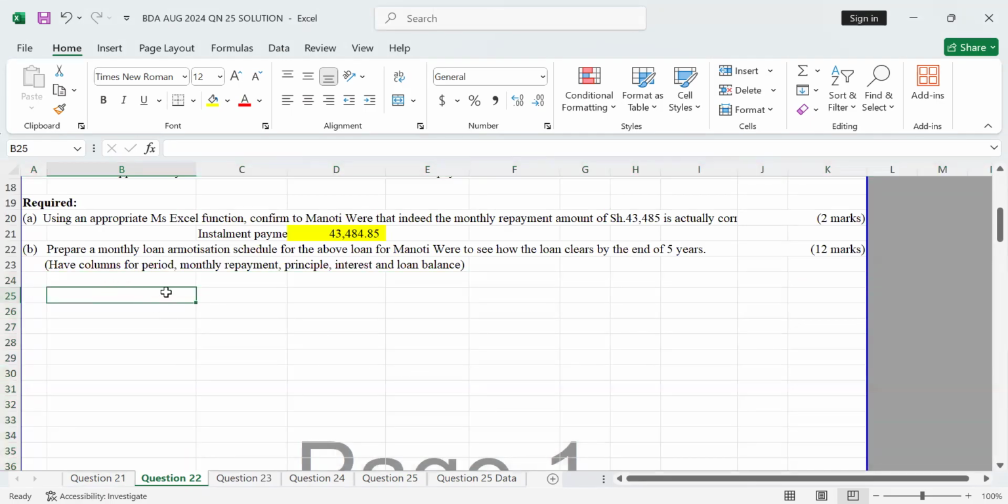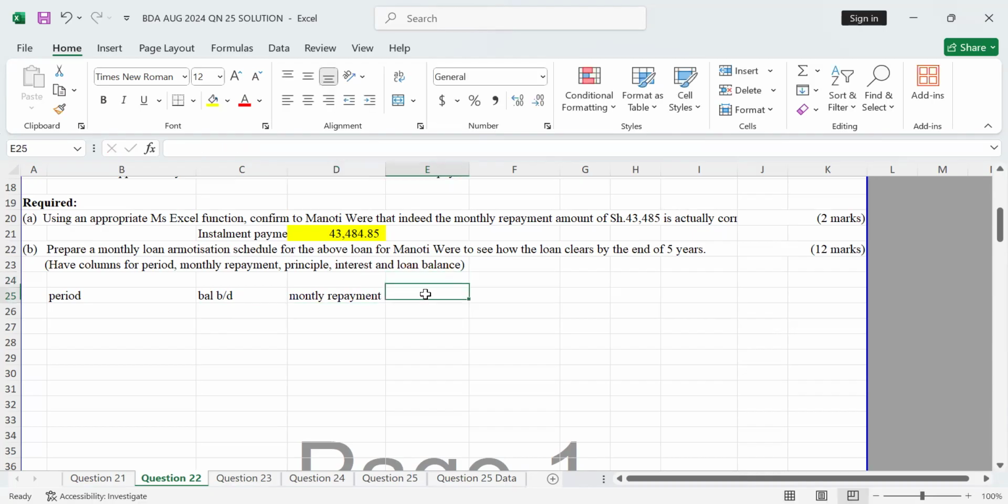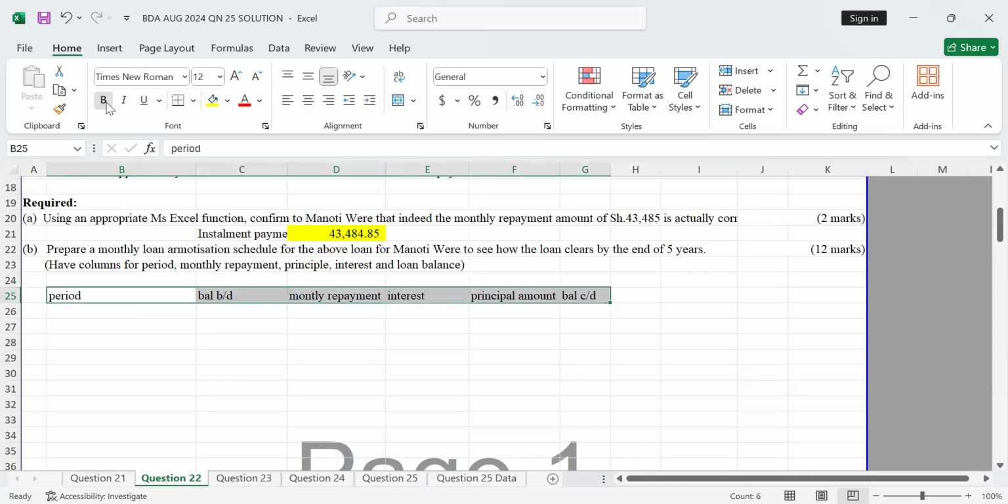So this is how a loan amortization should be. It should start with the period. We'll also have the balance as at the beginning, which we call the balance brought down. Then the monthly repayment, which in this case is our installment payment. I will also have the interest, and the principal, which is the part of the loan that is paid. Then the loan balance, the balance as at the end, which I can call the balance carried down.